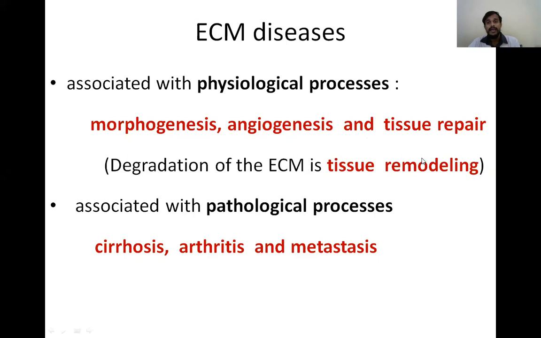And in tissue remodeling also, the degradation of certain parts of the extracellular matrix is necessary. So tissue remodeling also occurs by the extracellular matrix. And the extracellular matrix also occurs with pathological processes. So in some diseases, there is cirrhosis, and there is arthritis, and there is metastasis. So these processes also occur by the extracellular matrix. These are the processes which occur in disease conditions, which are not good for the health. But these also occur with the help of the extracellular matrix.